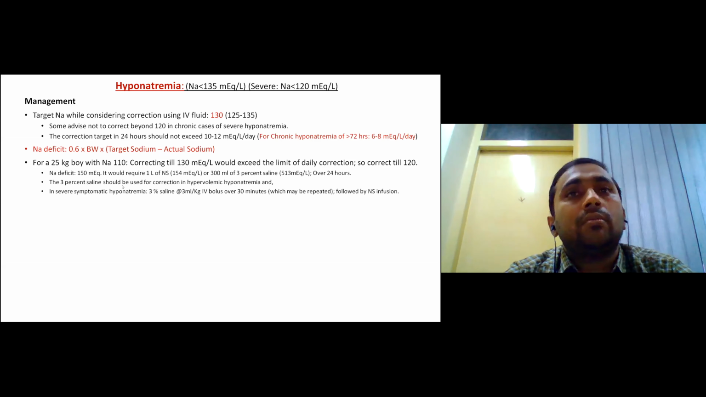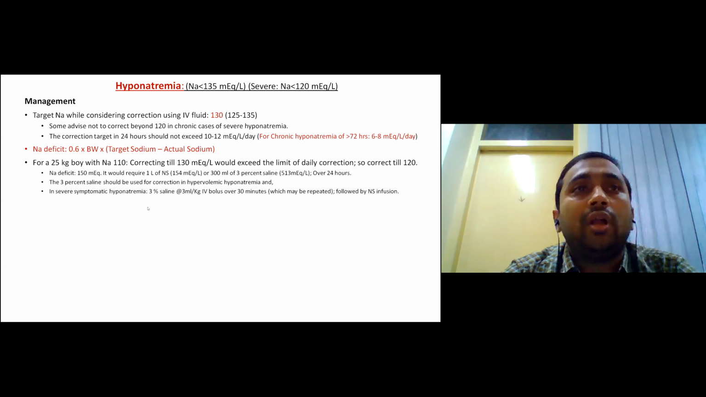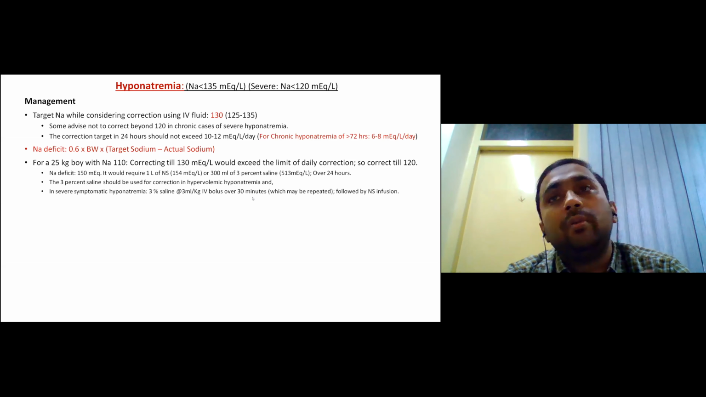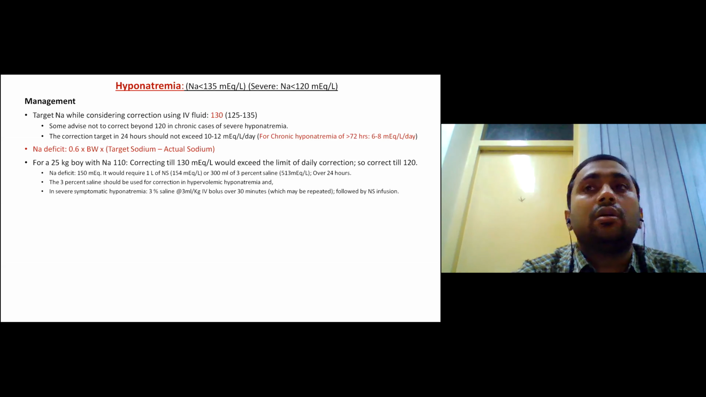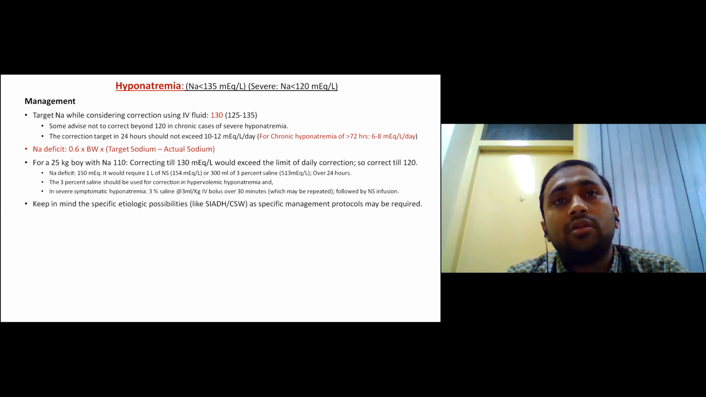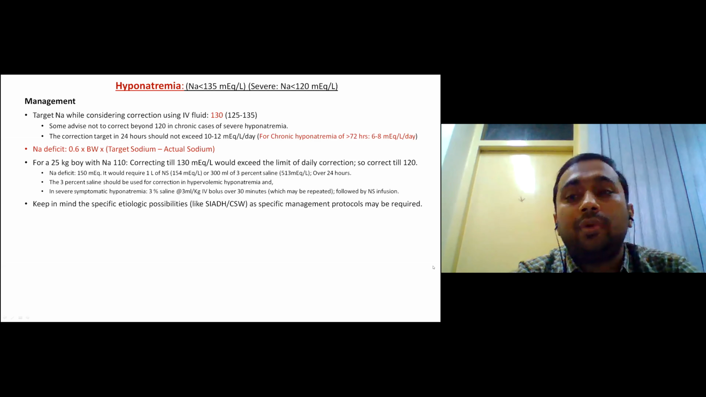And more commonly it's used in severe symptomatic hyponatremia when we want to correct serum sodium rapidly to avoid a life-threatening condition. In this case, we use 3% saline at the rate of 3 ml per kg IV bolus over 30 minutes, which may be repeated, and then the maintenance saline. And we must evaluate for the etiological possibilities like SIADH and CSW, as the specific etiology may warrant specific management protocols.